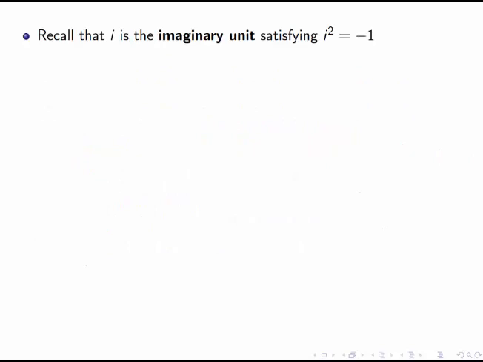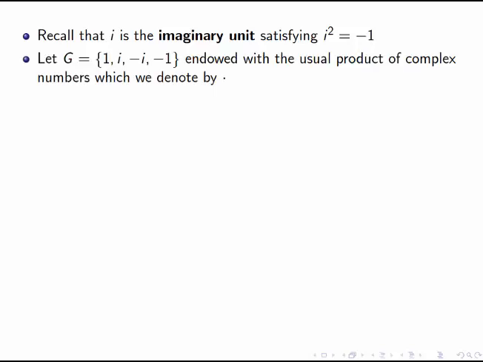Now recall that i is the imaginary unit satisfying i squared is -1. Let G be the set containing 1, i, -i, and -1, which we endow with the usual product of complex numbers, which we denote multiplicatively by the dot on the screen.